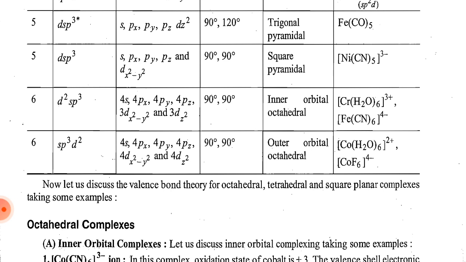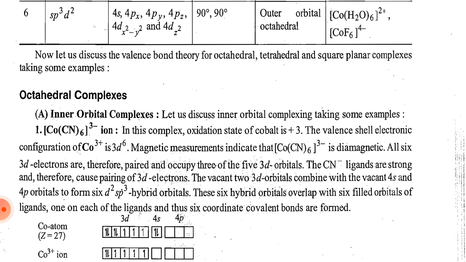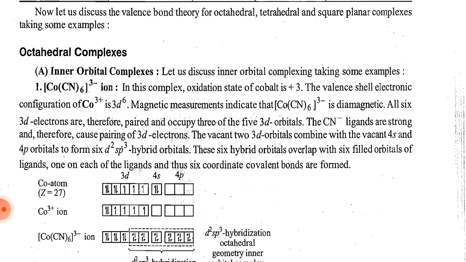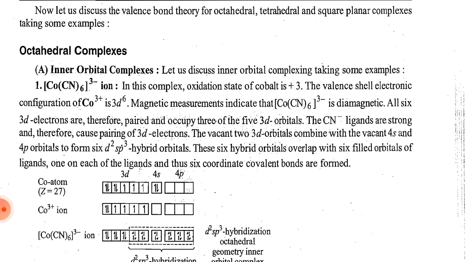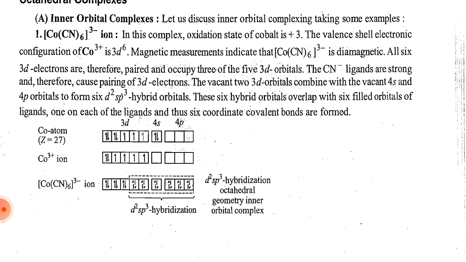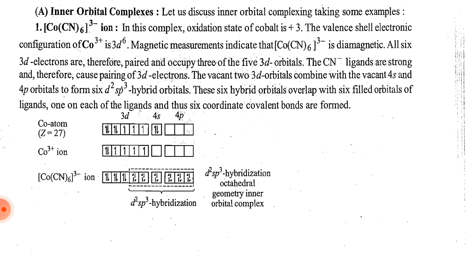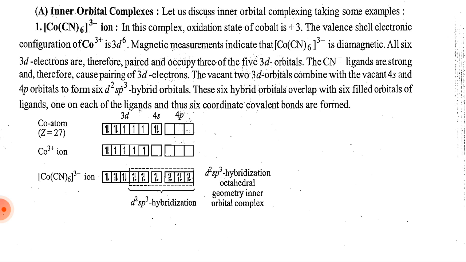Now let us discuss the valence bond theory for octahedral, tetrahedral, and square planar complexes, taking some examples. Octahedral complex, an inner orbital complex. Let us discuss inner orbital complex, taking some examples. Co(CN)6 3 minus ion. In this complex, oxidation state of cobalt is +3. The valence shell electronic configuration of Co3+ is 3d6.